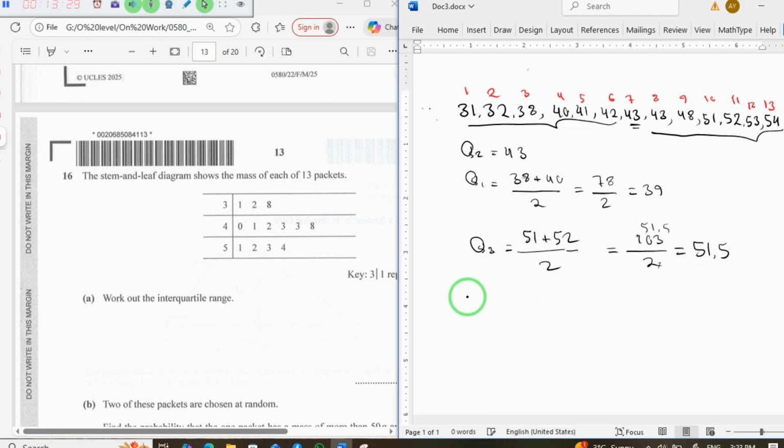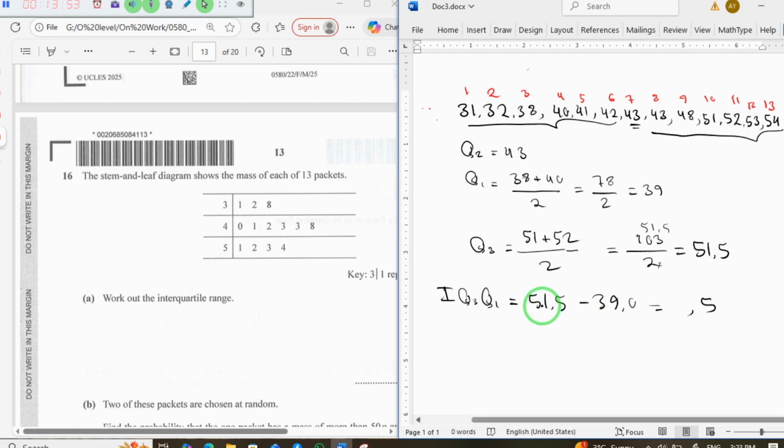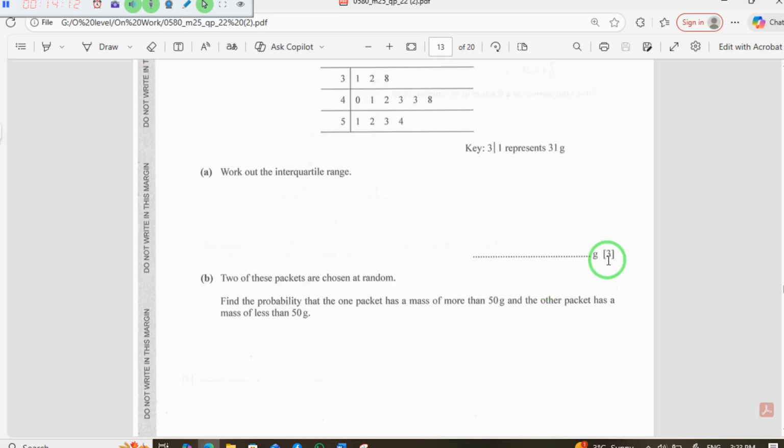Then we can find the interquartile range, Q3 minus Q1. We can write here 51.5 minus 39. What's 0 here? Remain 5, and 1 minus 1, 1 minus 9, 2. We borrow from this one, 4 minus 3, 1. This is the interquartile range, part A. This is in grams actually.